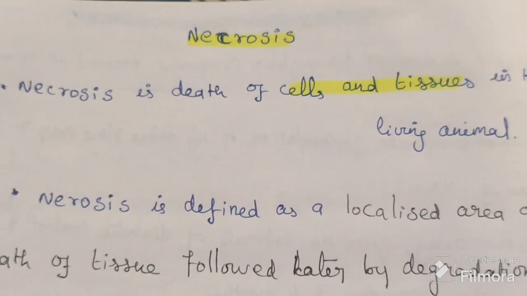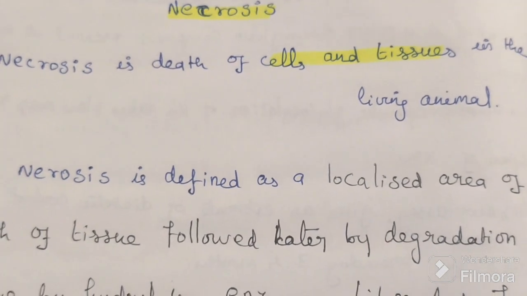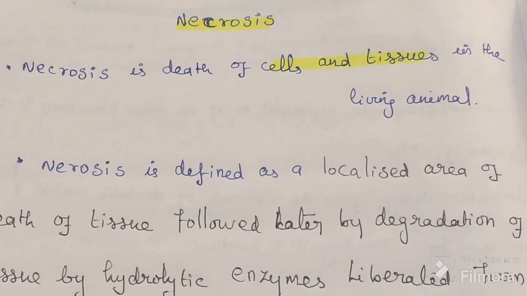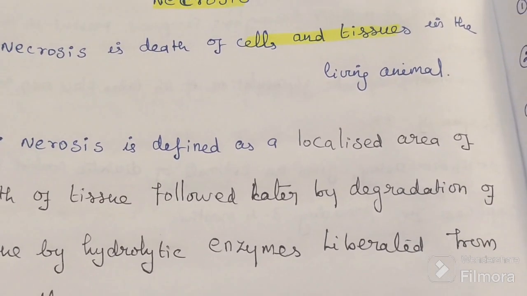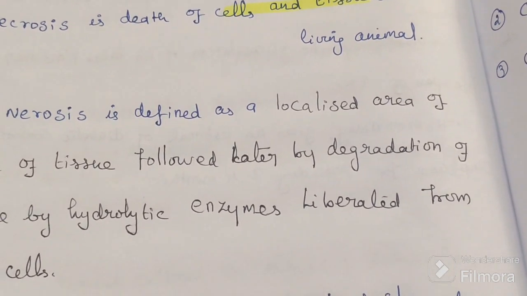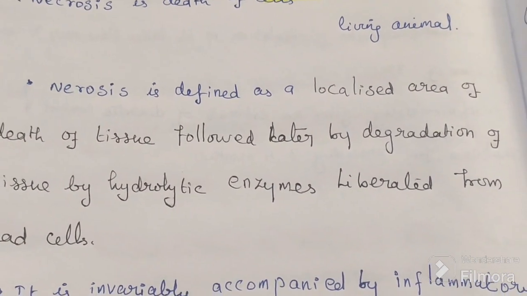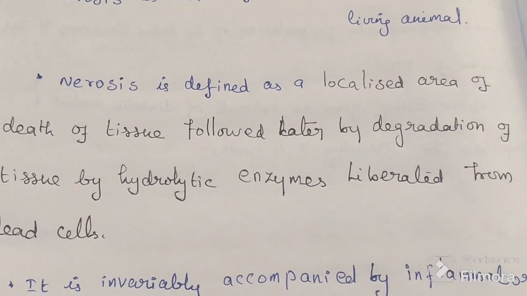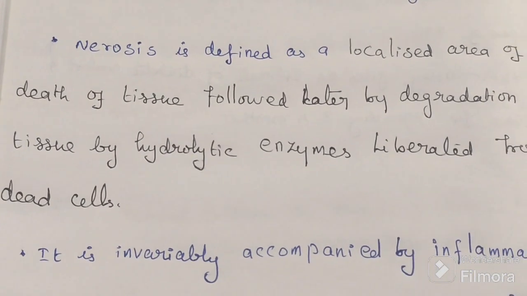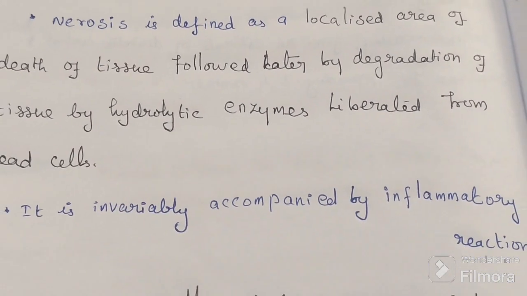In this video, we'll discuss necrosis. Necrosis is death of cell and tissue in living animals. It is defined as a localized area of death of tissue, followed later by degradation of the tissue by hydrolytic enzymes liberated from the dead cells. It is invariably accompanied by an inflammatory reaction.